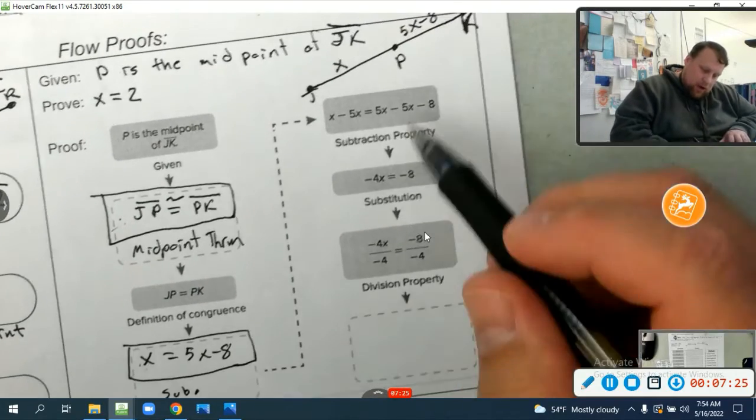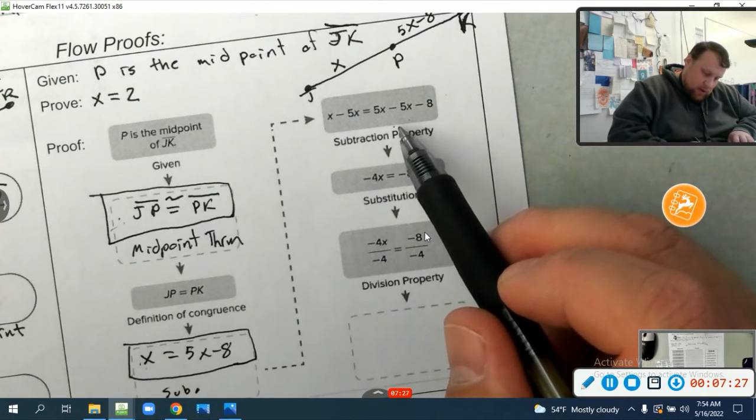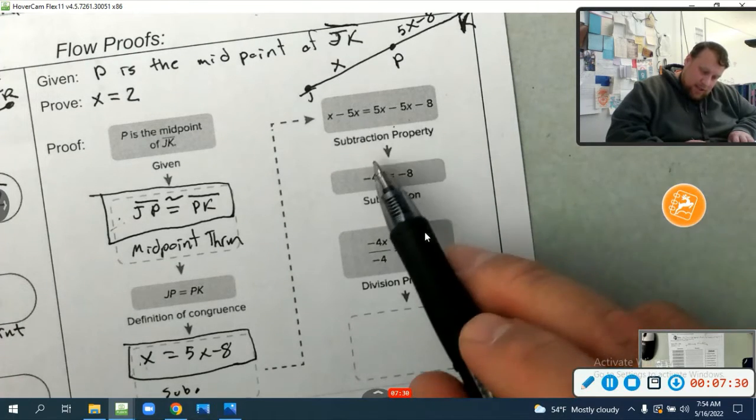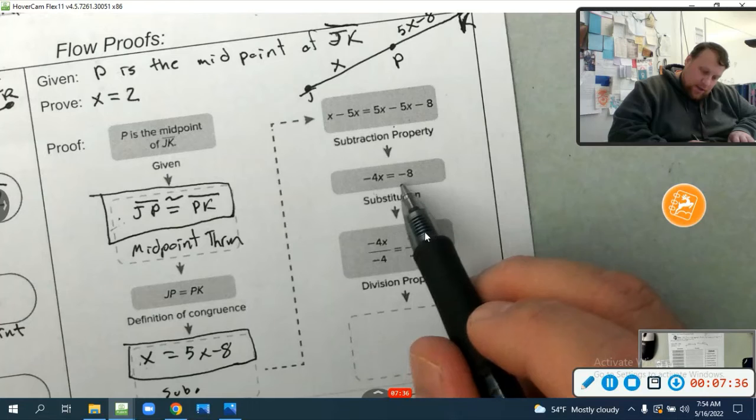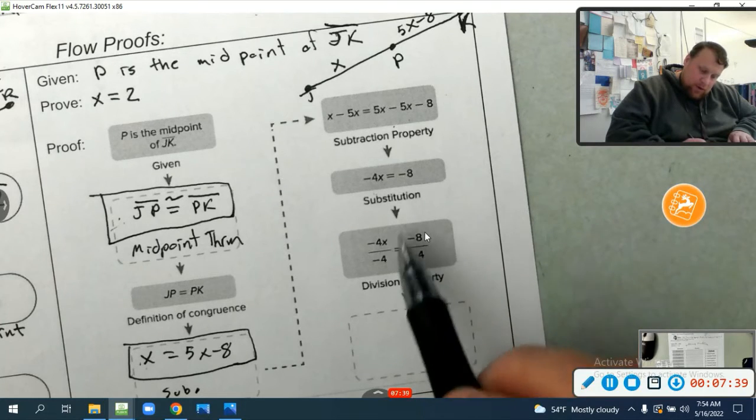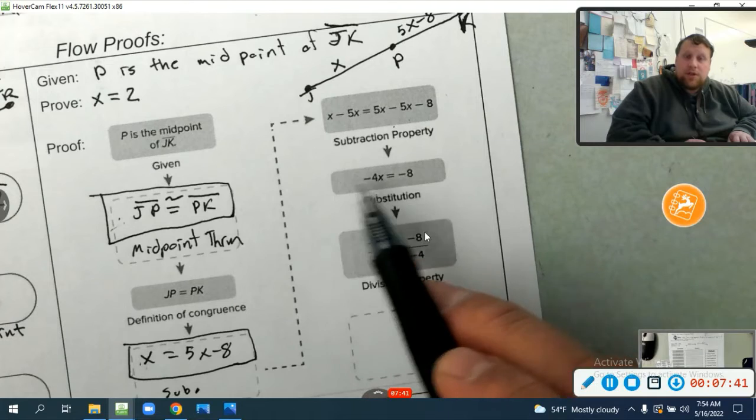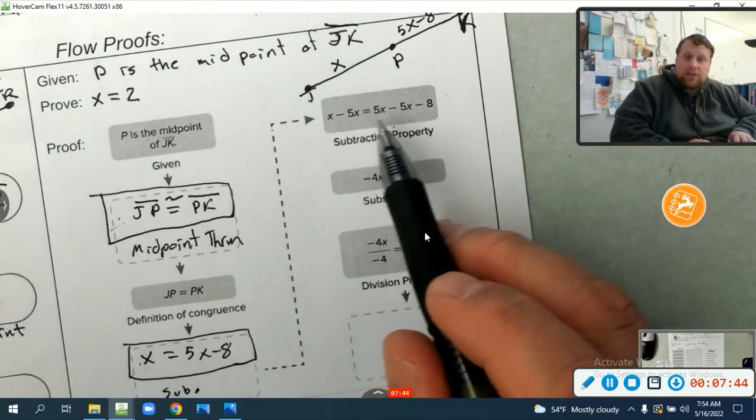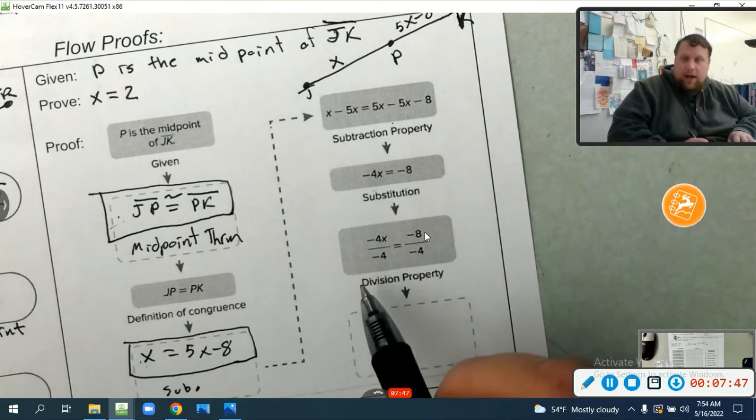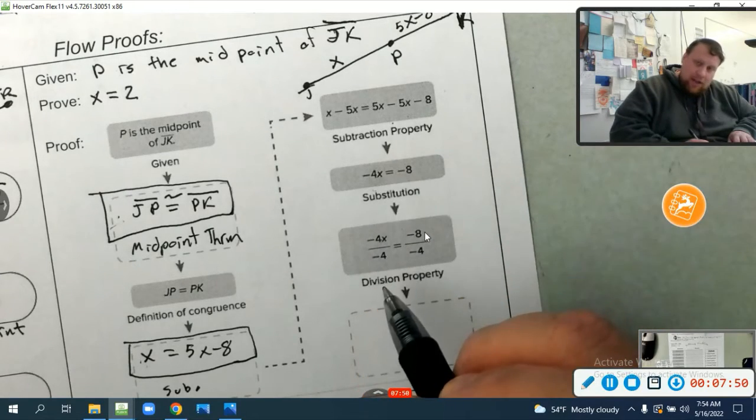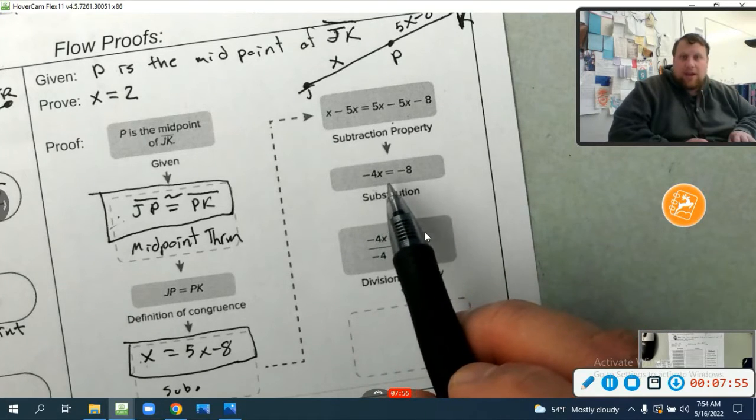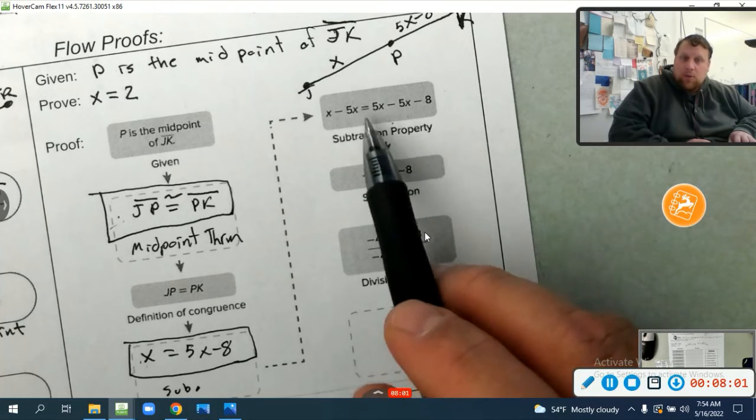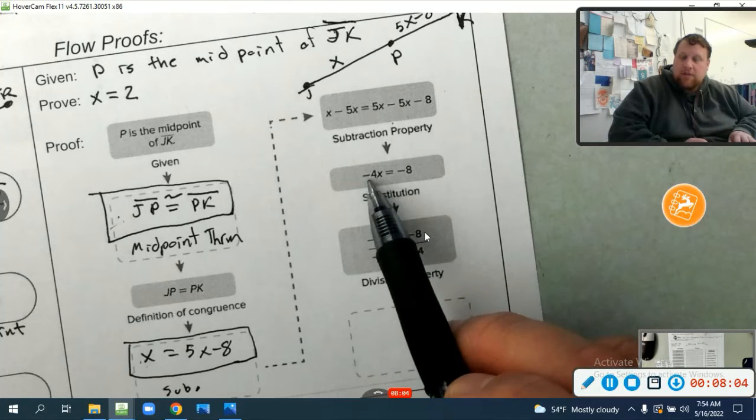And then let's follow it over here. All right, what are we going to do? Well, it looks like we're going to subtract 5x from both sides, and that's the subtraction property. When we do that, x minus 5x is going to get us negative 4x equals negative 8. When you're doing a flow proof, you need to actually write out what you're doing. Now, I'll typically write it out vertically, so I would write the minus 5x underneath. But you have to tell it what you're doing. It's the subtraction property, and then we actually do the subtraction, and that's substitution again, because when we do x minus 5x, we're substituting negative 4x for that.